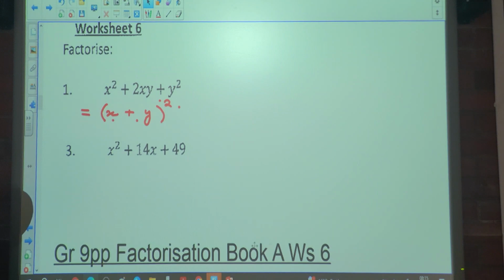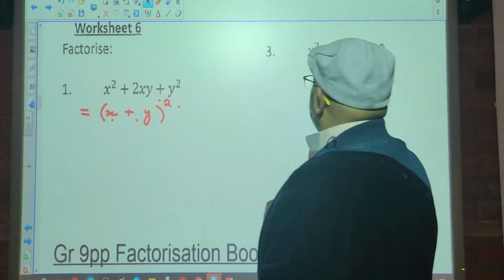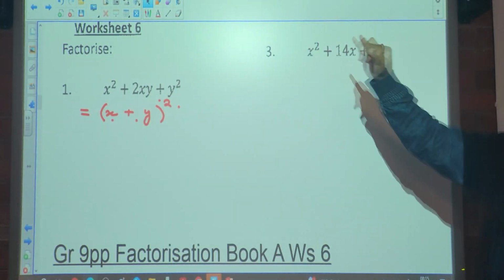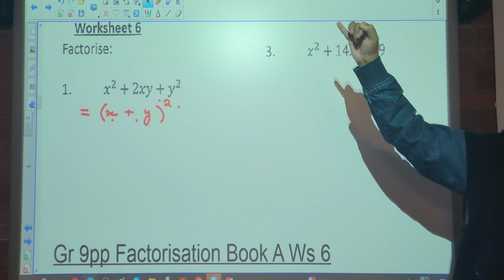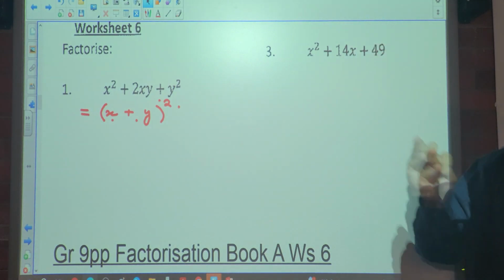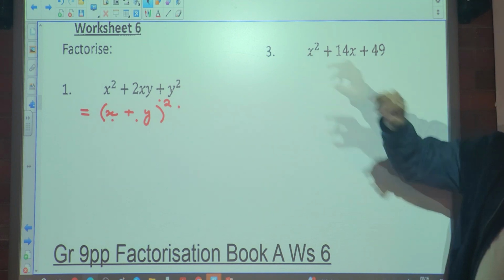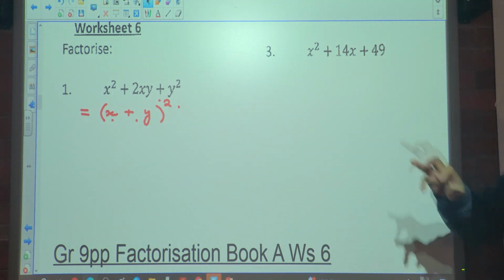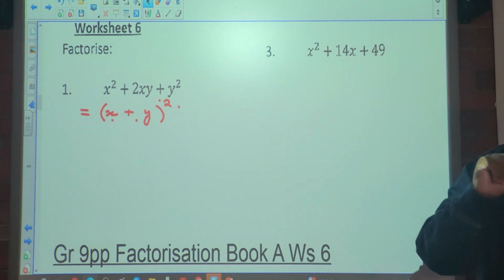Right, so where do we start? What is the first step to identify if this is actually a perfect square trinomial? What's the first step? Is it 3? Are there 3 terms? Is it a trinomial? Yes. The second identification? The first term is a perfect square, and the last term is also a perfect square.